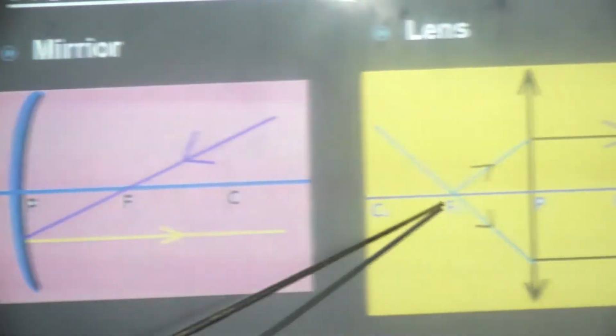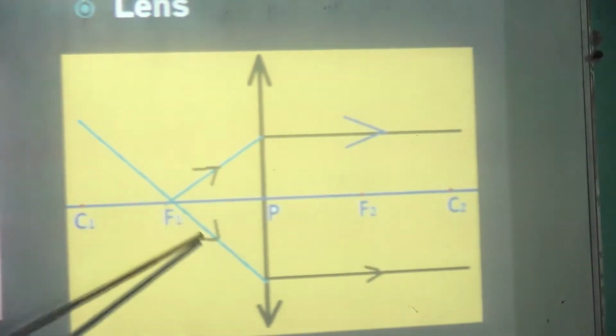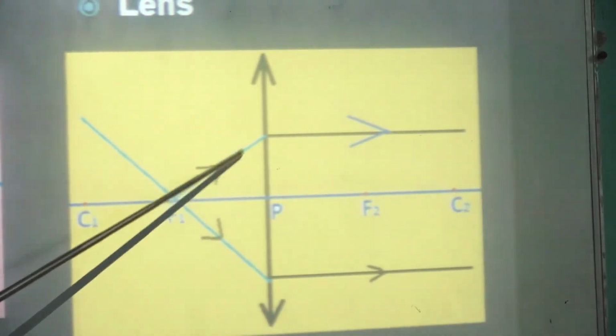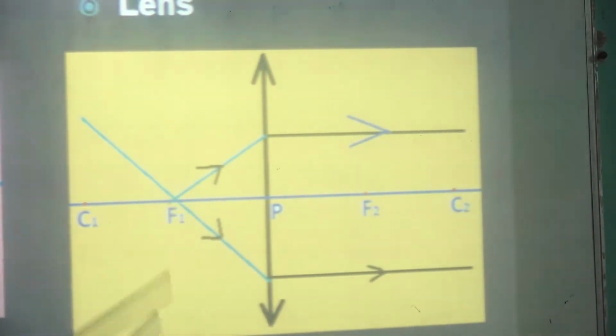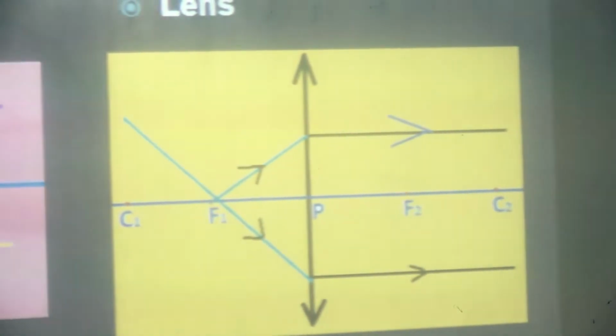Here also same thing. This is the focus. This is a ray coming from the object and incident on the lens through F. Or like this also you can draw. Now after refraction it passes parallel to the principal axis. The same thing. This is the other rule.